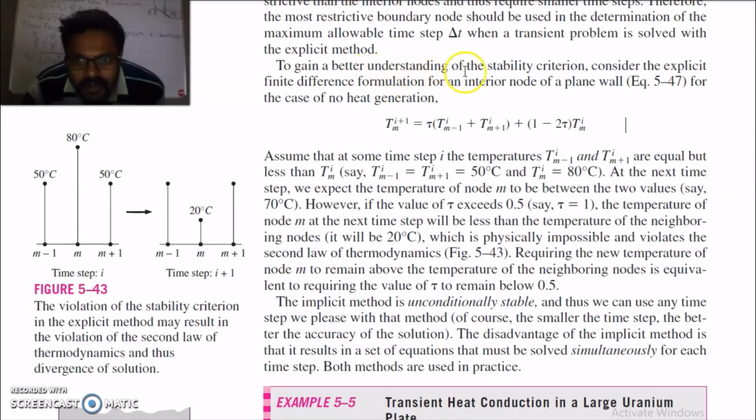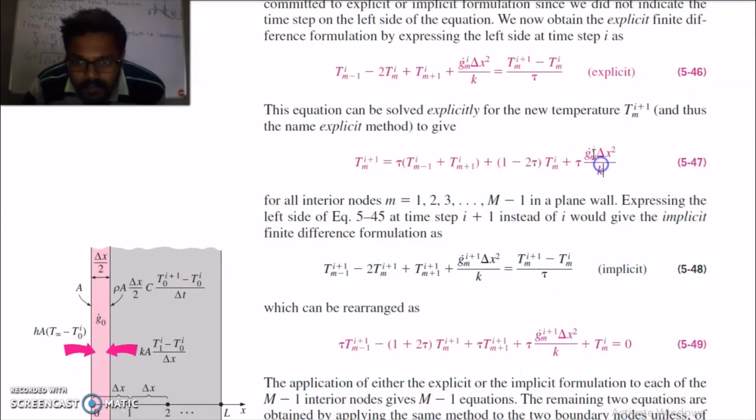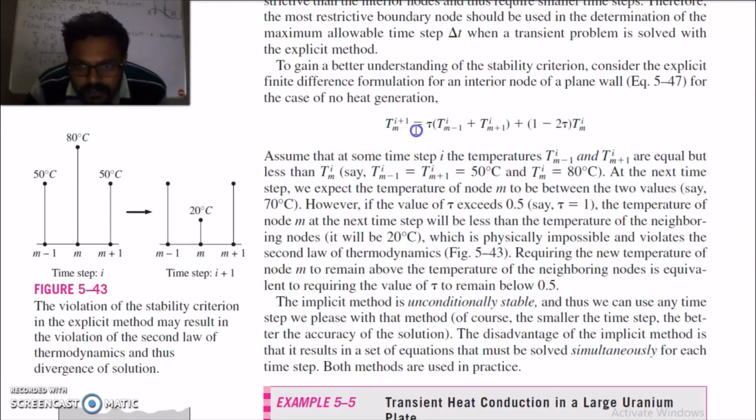To understand better the stability criteria in the case of the explicit method, you can use the interior node of a plane wall equation for no heat generation. So remove this term here, which is the heat generation. Remove this, and you will get this equation here. Now the equation reduces to this.